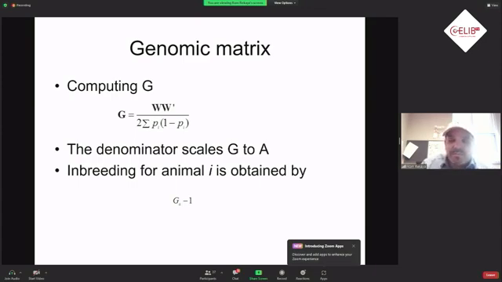Well, let me understand the question again, Prof, please. So if the two parents are half siblings, what would be the inbreeding coefficient of a progeny from those two half siblings mating? 0.125. Why? The two parents are half sibs.